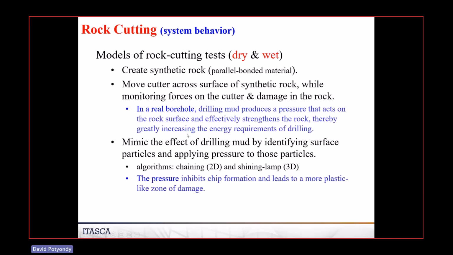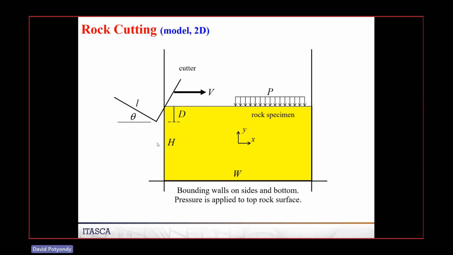Okay. And then what we're going to do is we're going to make the cutter and we're going to drag it across the rock and we're going to monitor the forces on the cutter and we're going to look at the damage in the rock, right? And this is talking about drilling mud, producing pressure on the bottom, and we're going to mimic the effect of drilling mud by using, this is our schematic of our model, right? There's the cutter at a fixed depth of cut D at a fixed rake angle. And we want to apply pressure. How are we going to apply pressure?